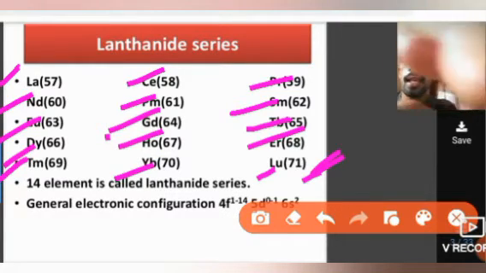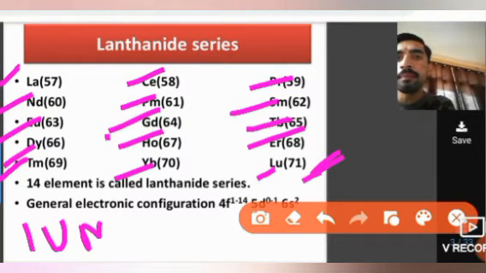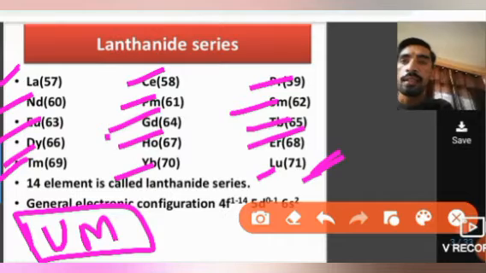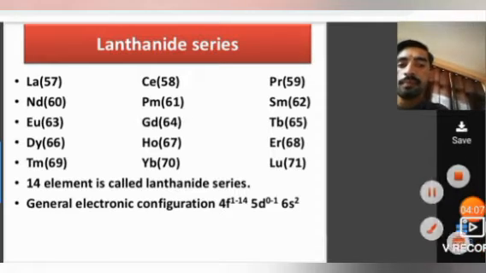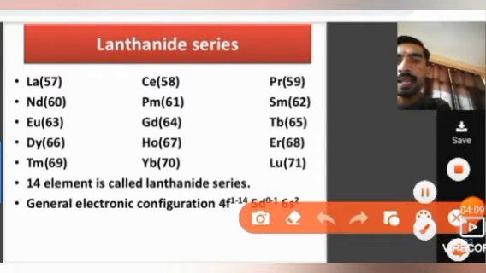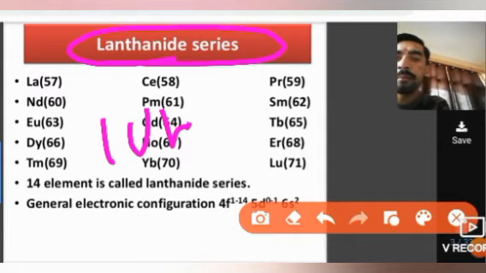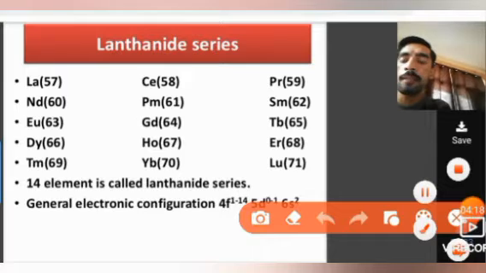Okay, so in the end, if you see the suffix, it is coming as -ium, E-I-U-M, like lanthanum, cerium. So this is the basic feature: the ends of the lanthanide series element names are with -ium. And secondly, there are 14 elements which are called the lanthanide series.